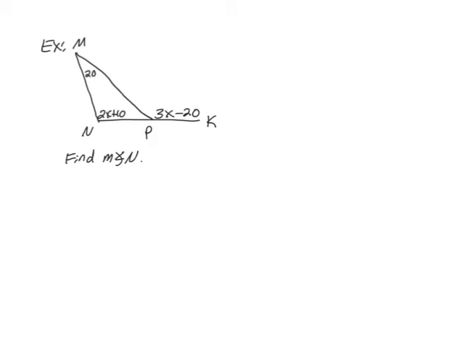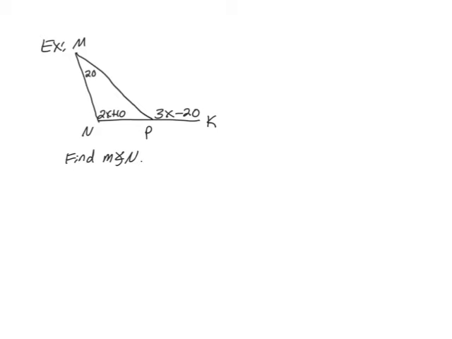The second one, again, uses the exterior angle theorem. Here it's a little bit more algebraic. I have a triangle, I have an exterior angle. This angle is 3x minus 20. This angle is 2x plus 10, and angle M is 20 degrees. So these are angle measurements. These are not side lengths, okay? I'm going to find the measure of angle N. So I need an equation to solve for x and then to substitute back in.